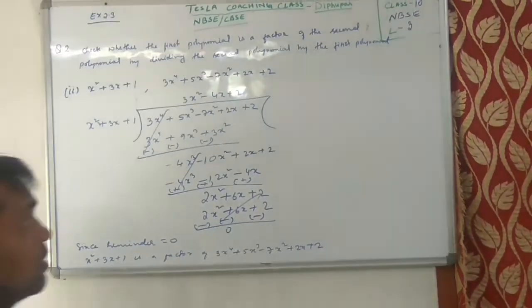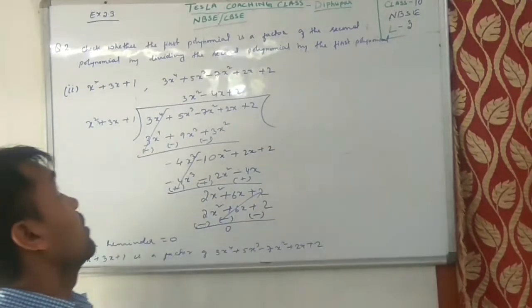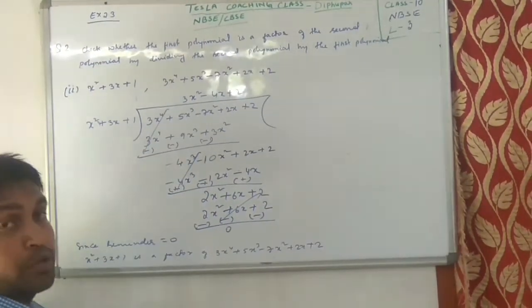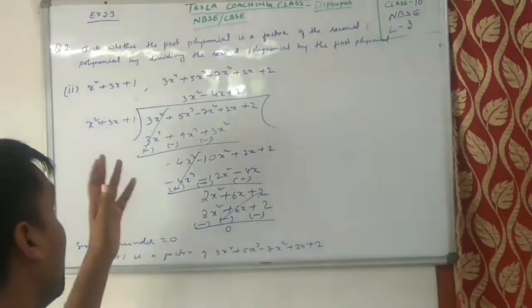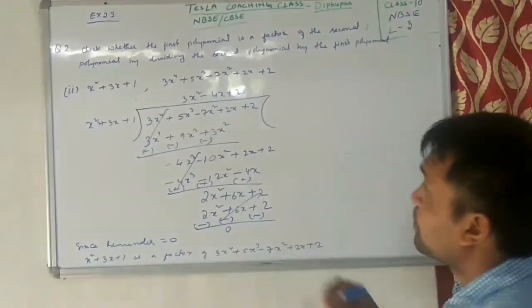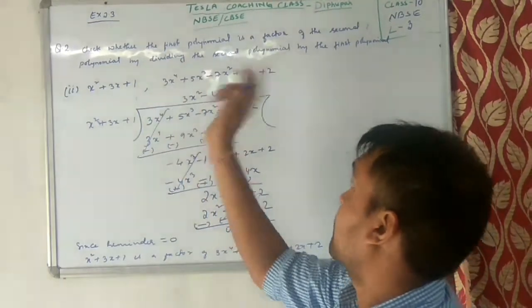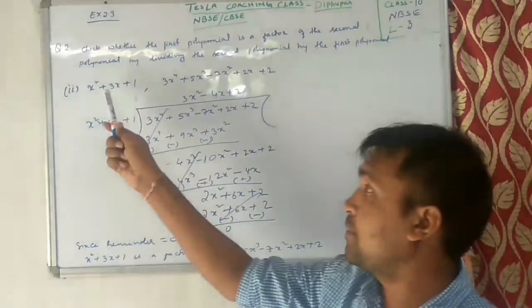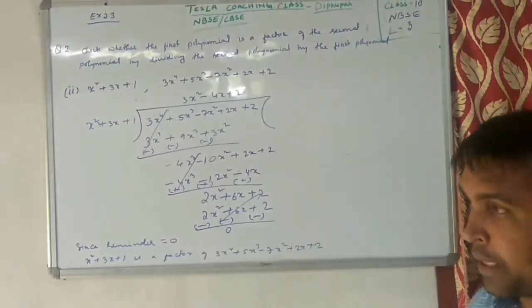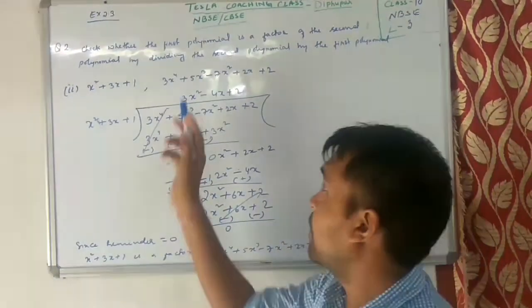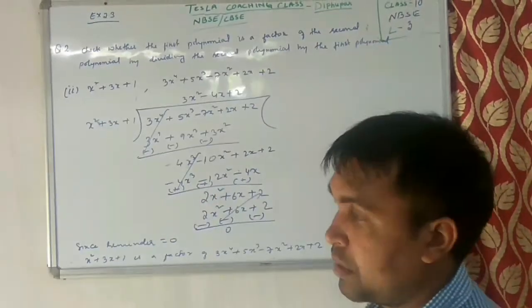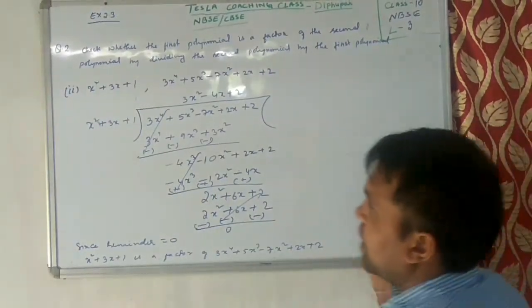So welcome back students with the chapter exercise 2.3, question number 2, Roman number 2 questions we are going to solve today. And the questions are here. We are going to find out the factor of this polynomial by dividing the first term by the second term. Okay, so let us start. So the first term we are going to write it here, and the second term will be written inside this. Now we are going to start the division.